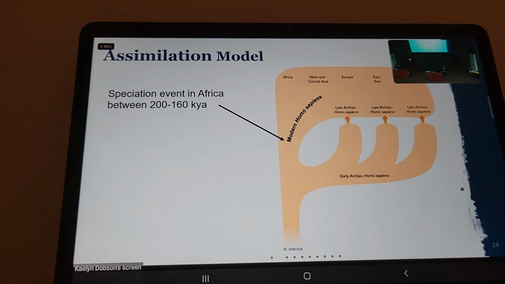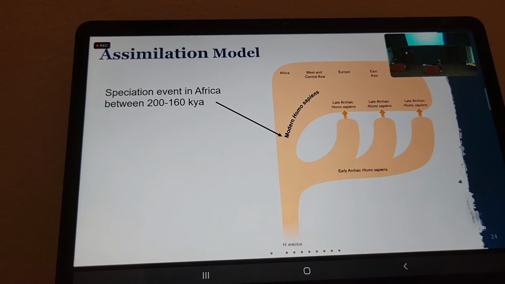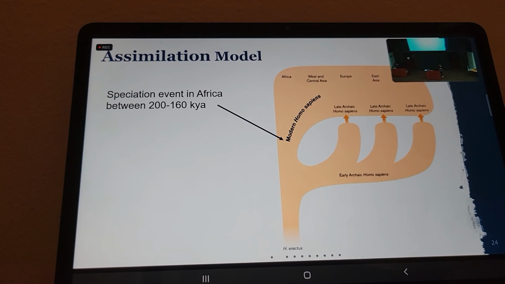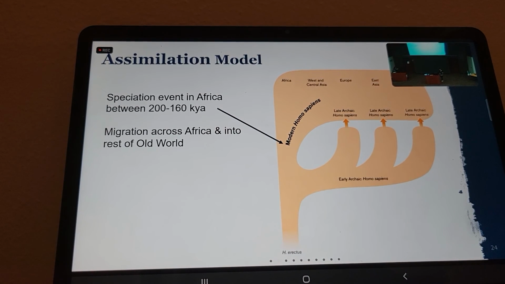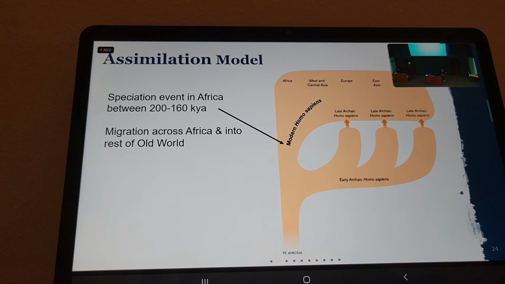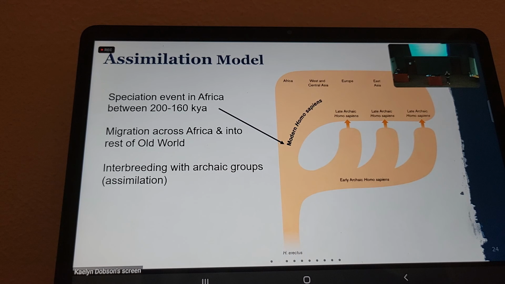After early archaic Homo sapiens had spread out throughout the world and evolved into late archaic Homo sapiens, modern Homo sapiens move out of Africa. They migrate across the African continent from East Africa and into the rest of the Old World: Europe, Asia, and Australasia. They interbreed with the archaic groups, essentially assimilating those archaic groups.